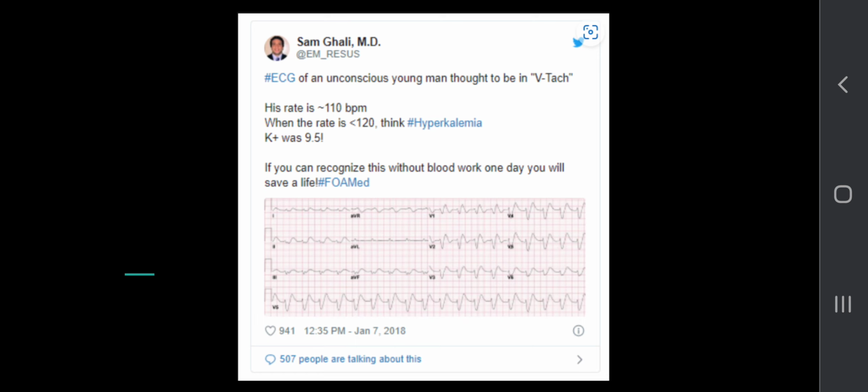This slide here, this patient was a patient with a serum potassium level of 9.5. And if you look down at the bottom, you're seeing what appears to be a ventricular rhythm. But the key point here is this patient's rate was about 110 beats per minute. And when the rate is less than 120 or 130, think hyperkalemia. If you can recognize this without blood work one day, you may save a life.